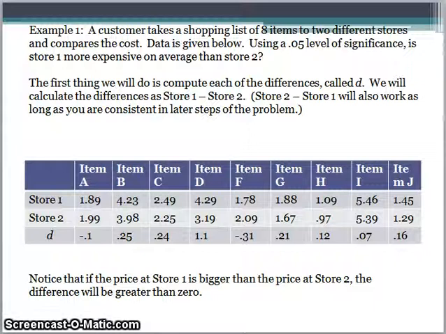Notice here that if the price at store 1 is bigger than the price at store 2, like with item B, the difference will be greater than 0. Otherwise, if store 2 is more expensive and we do store 1 minus store 2, we'll get a negative difference. If they are the same, we'll get a difference of 0. And this matters because what we want to do now is look at the mean difference. Okay?